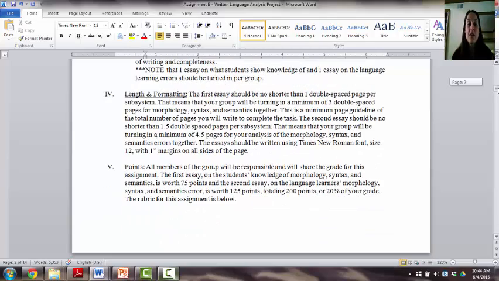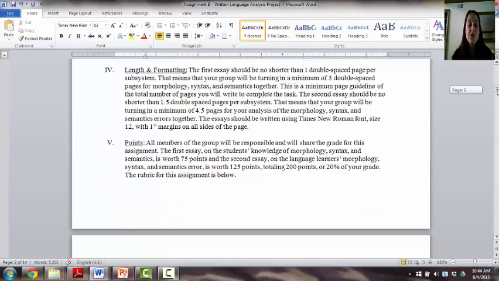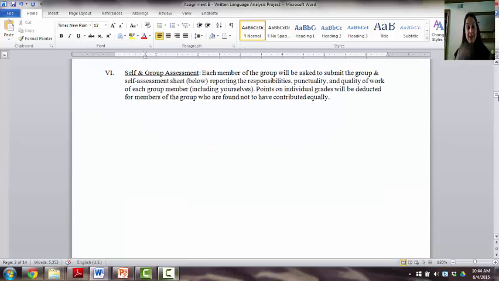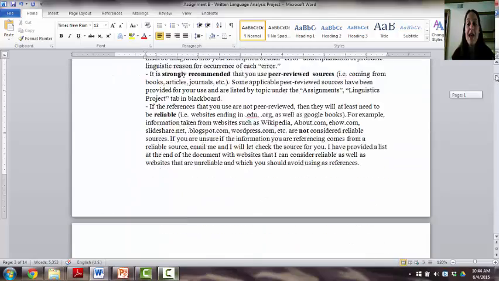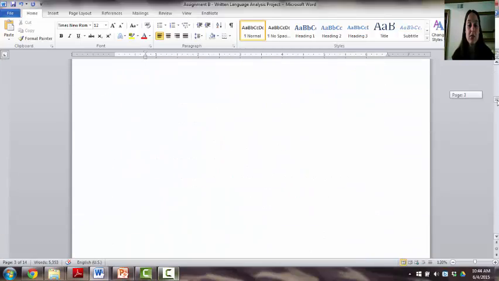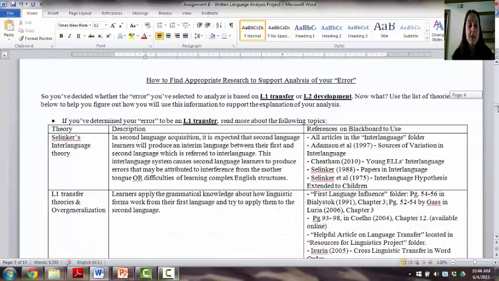Okay, the rest of this document goes through length and formatting. It also goes through points. You will, at the end of this assignment, be asked to provide a self and group assessment sheet where you detail to me how it was working with each other, who was responsible for what, and the amount of work that was put in. That is taken into account when I grade. This is the same form that you filled out for your assignment A, the oral language analysis.